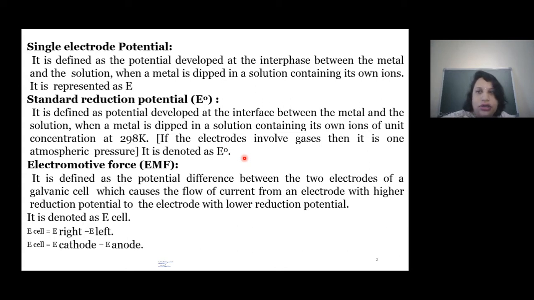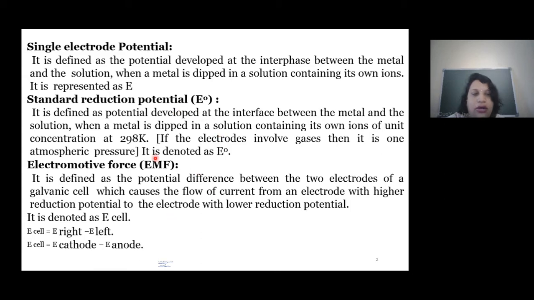Standard reduction potential is the potential developed at the interface when the metal is dipped in the solution of its own ion at 1 molar concentration at 298 Kelvin. That is the standard condition. EMF is the potential difference between the two electrodes, which causes the flow of current from the electrode with higher reduction potential to the electrode with lower reduction potential. EMF is equal to E right minus E left, or we call it E cathode minus E anode.